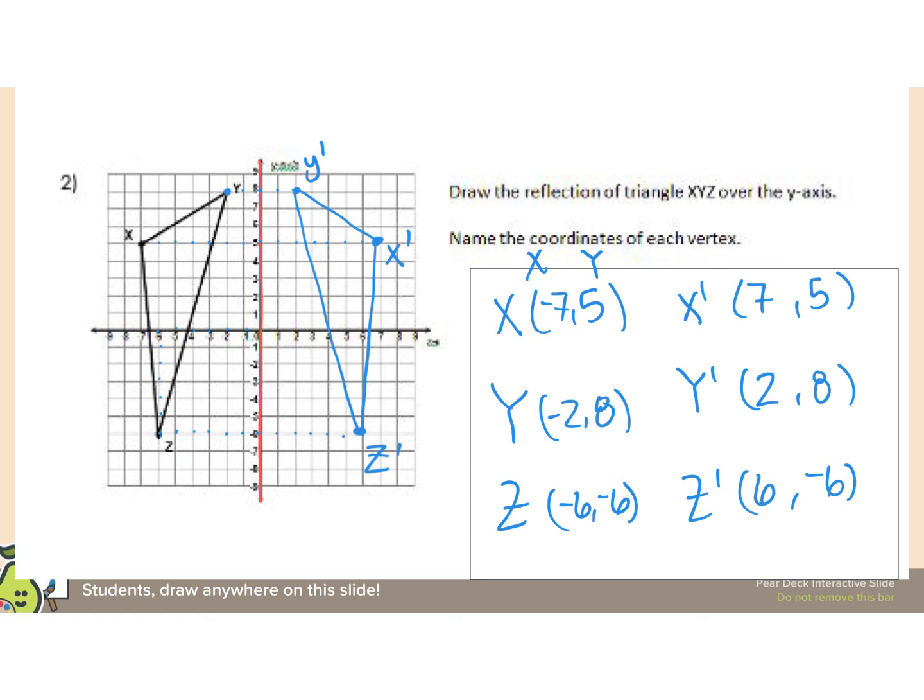So you really only have to do the work once for the first triangle. And then if you can remember that rule, the second triangle, the image, should be really easy for you to find the ordered pairs. So that's it for practice problem 2. We've got 2 more.